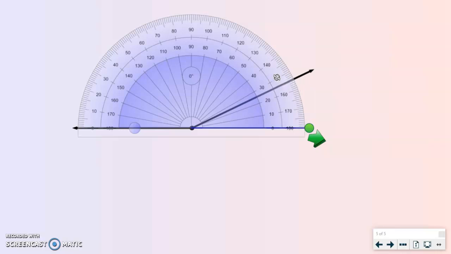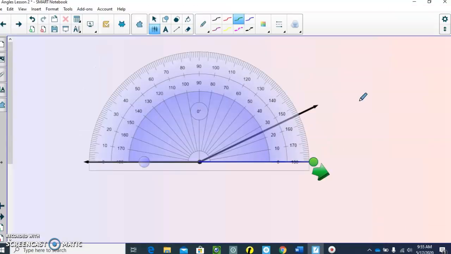So 150, 151, 152, 153, 154. It looks pretty well lined up with that middle line there. So I could actually say that this angle measures 155 degrees, which would make sense because we said it was obtuse. And so 155 is in between that 90 and 180 range, so that checks out.